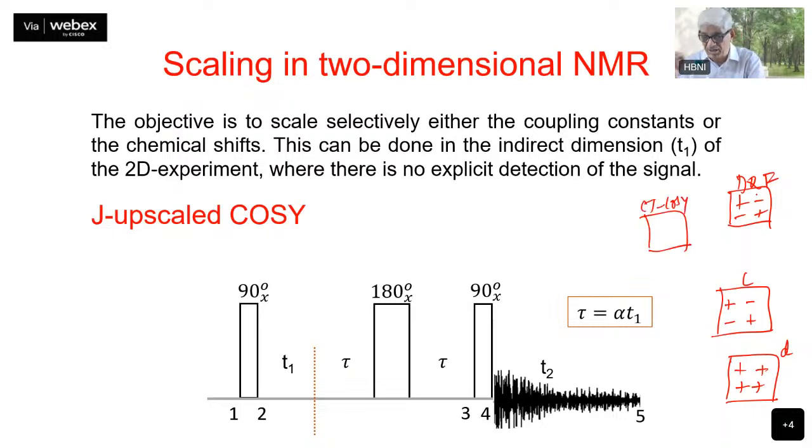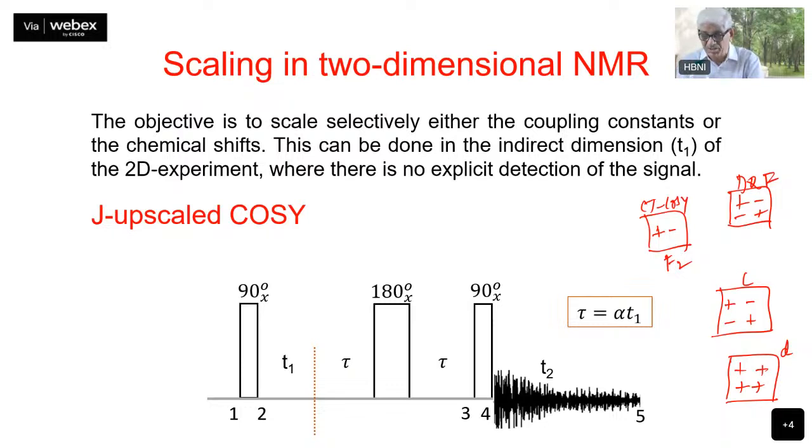Here, we removed the coupling along one of the dimensions, that is the F1 dimension. Therefore, we had only things like this. We didn't have the coupling displayed in the F1 dimension because we decoupled in the F1 dimension. The coupling is still available in the F2 dimension. This is the F2 dimension. Coupling is still available here, so we can measure the coupling constant.